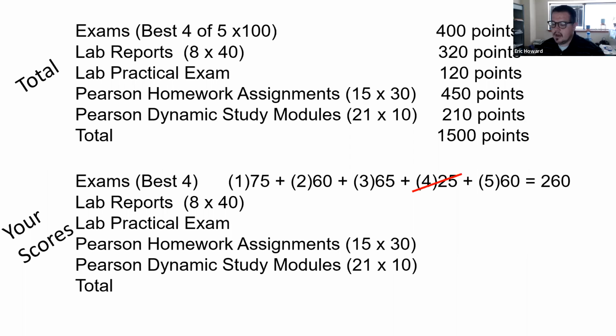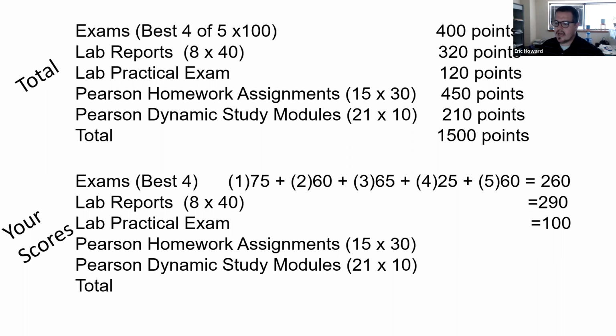Okay. Then for the lab reports, we've got 8 of those. They're worth 40 points each. Let's say you ended up pulling, for all 8 of those, you got 290 points. For the next one, we've got the lab practical exam, which is towards the end of the semester. We can see at the top, it's out of 120 points. Let's just say you got 100 on that. Pretty good score.